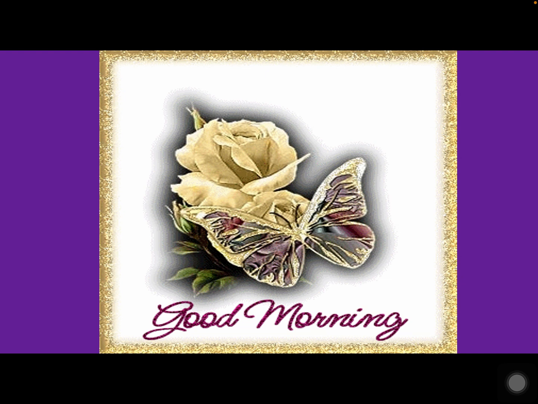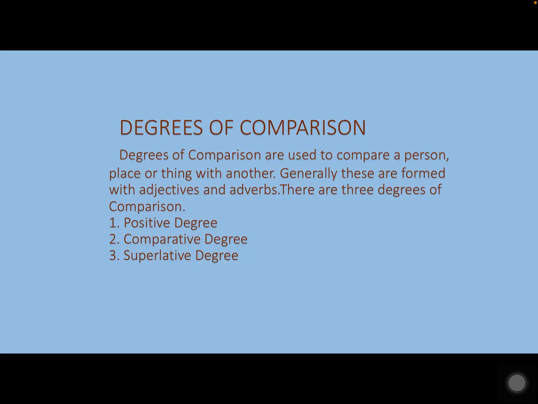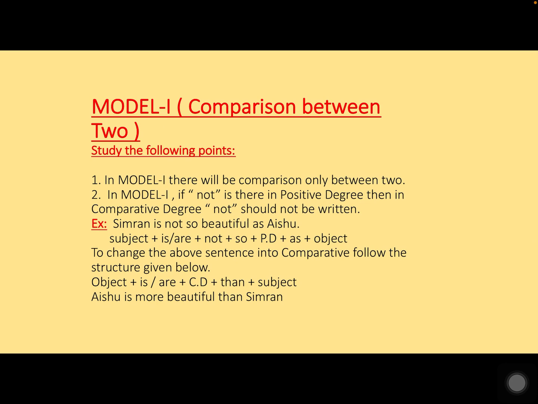Okay, so let us look into the degrees of comparison. Now, degrees of comparison are used to compare a person, place or thing with another. Now these are generally formed with adjectives and adverbs. Yes, so there are 3 degrees of comparison. You already know it: positive degree, comparative degree and superlative degree. Okay, so now how you will change the positive degree to comparative or superlative.